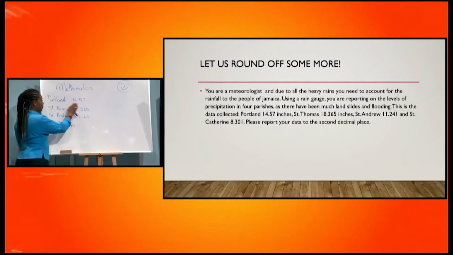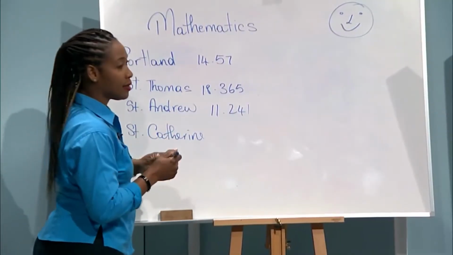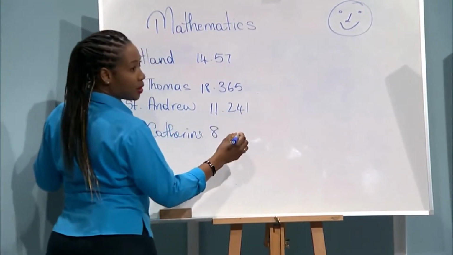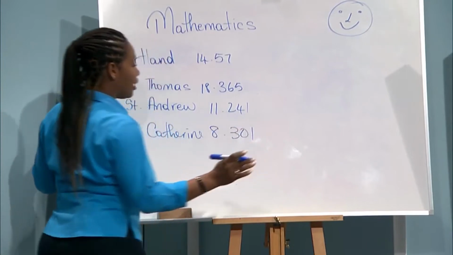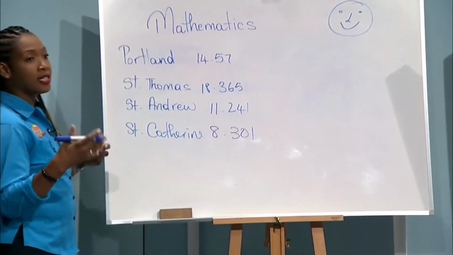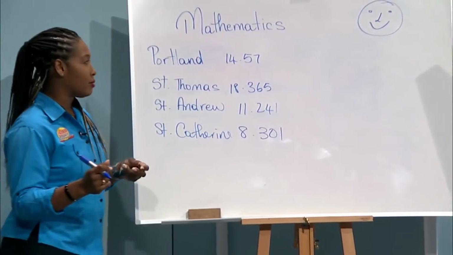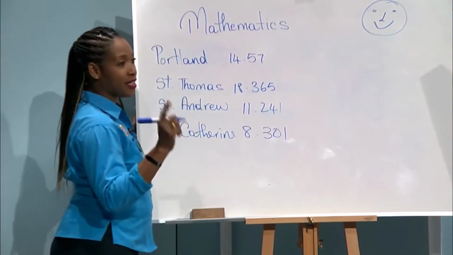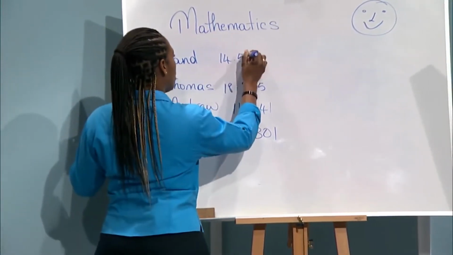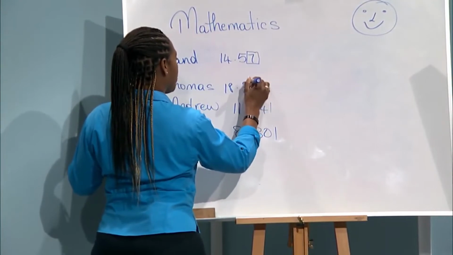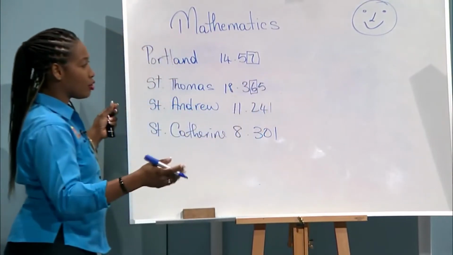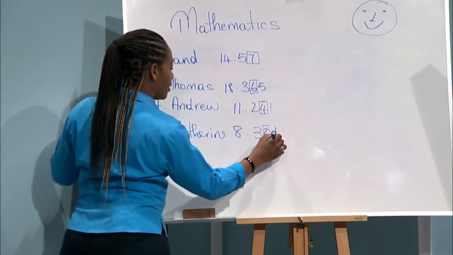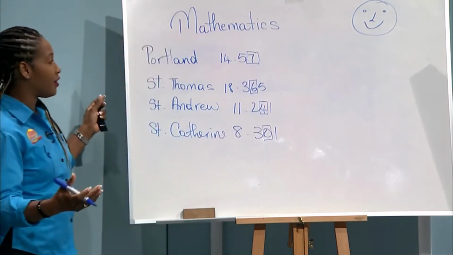So we have Portland, and we have that data already. So let's just put in St. Catherine, which would have been 8, and this is all inches. I'm just going to leave that out for now, but they're all inches. So if you're rounding off these numbers to the second decimal place, what place is that again? Exactly, it's your 100th place. So let's identify the digit in the 100th place for all the numbers that we have. 100th place would be the second place to the right of the decimal point. This is your 100th place. So that's the first thing you want to do. You want to identify the place you're rounding off to.